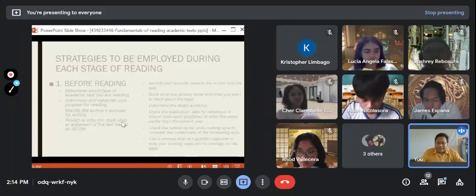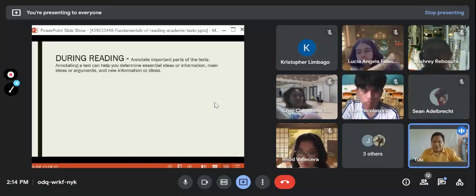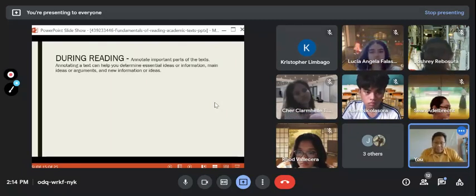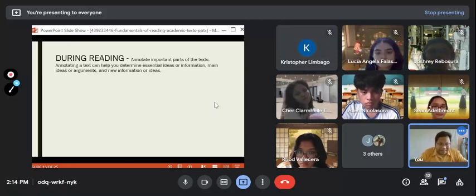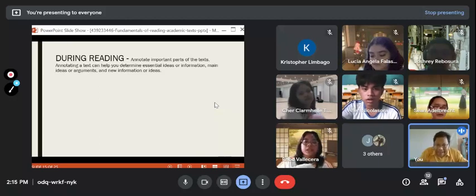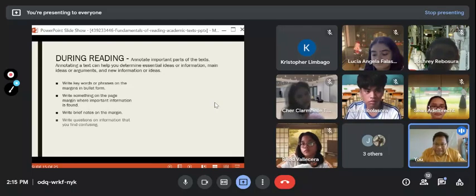Right after before reading, someone may proceed to during reading. In this during reading stage, annotations can really be done. You can freely annotate a text. In fact, so many of you probably did that in your notes last year or are even doing that with your notes now. The modules that you get from us, they are academic texts. So what students possibly do is to annotate on them. And these are the things that you can do when you annotate.